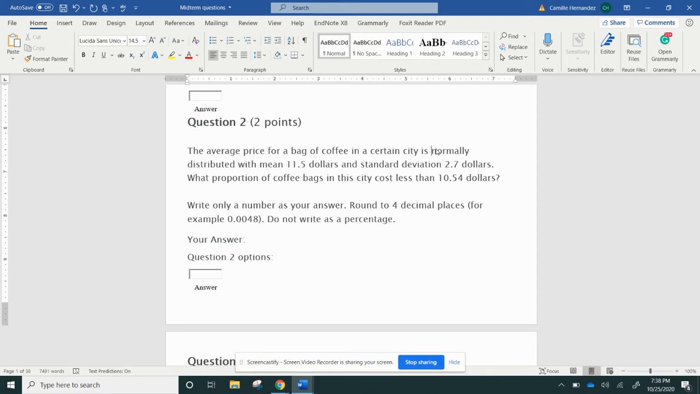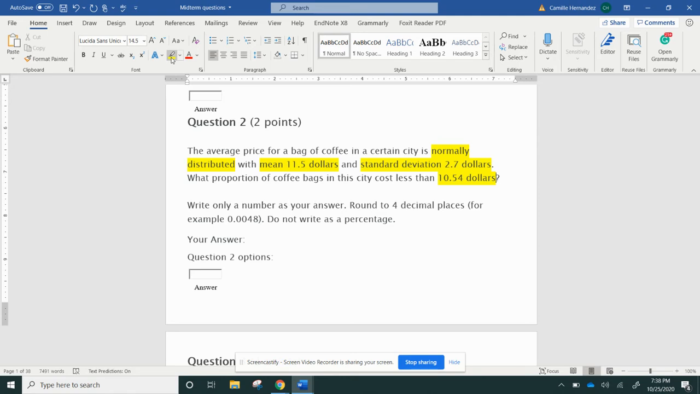So for number 2, the average price of a bag of coffee in certain cities is normally distributed. All right, that's important right there. Normally distributed with a mean of $11.5. Okay, so I have my mean and a standard deviation of $2.7. All right. What proportion of coffee bags in the city costs less than $10.54? All righty. So I have everything I need.